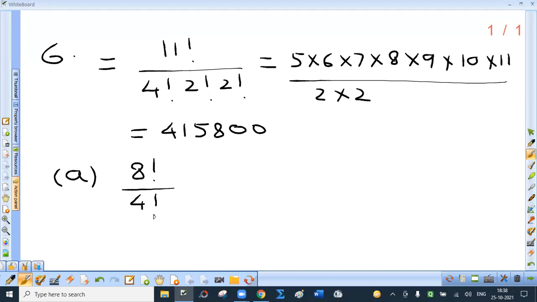Also, 2R and 2H, that is these 4 letters, can be arranged in 4 factorial upon 2 factorial into 2 factorial ways.